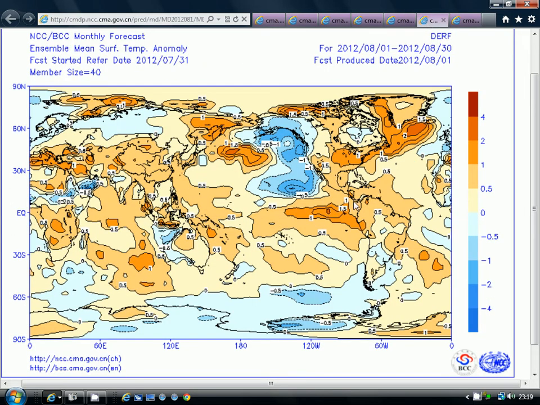Having a look at the anomalies for the month, this is the temperature anomaly for August from the 1st to the 30th. We can see that the bulk of the United States is forecast to have a warmer than average month. It does look like being quite a warm month. Below average temperatures for the month are confined to this western and northwestern part of the states, and perhaps around some of these northeastern areas as well. But really the bulk of the United States is forecast to have a warmer than average month.